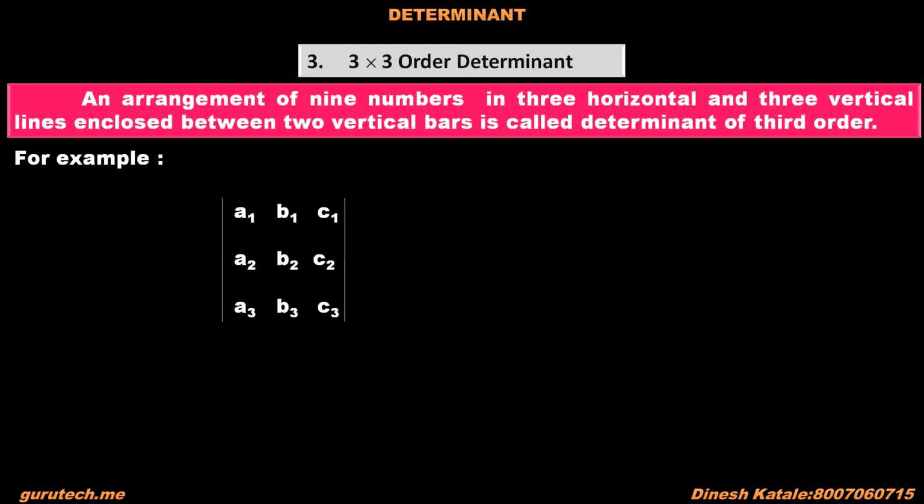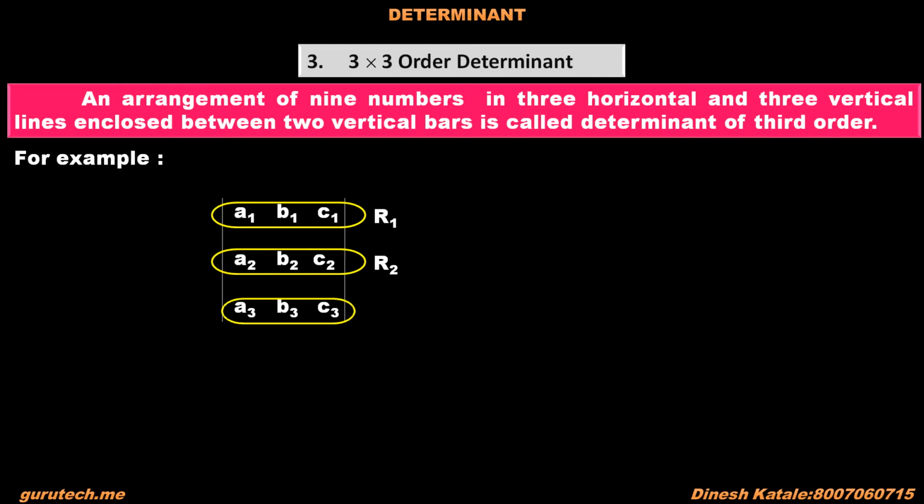consider this arrangement of 9 numbers a1, b1, c1, a2, b2, c2 and a3, b3, c3 enclosed between 2 vertical bars. 3 elements a1, b1, c1 are in horizontal line known as first row R1. Next, 3 elements a2, b2, c2 are in second row known as R2, and last 3 elements a3, b3, c3 are in third row known as R3.